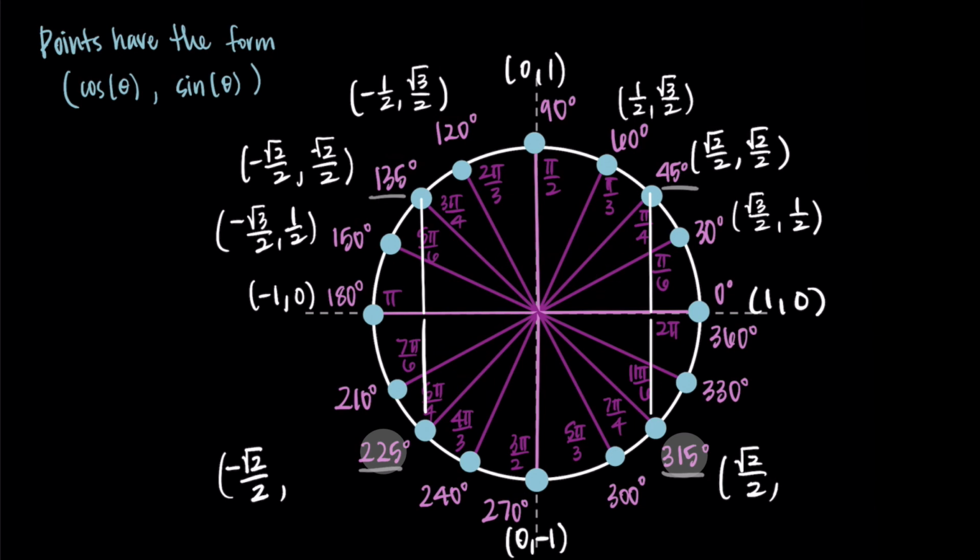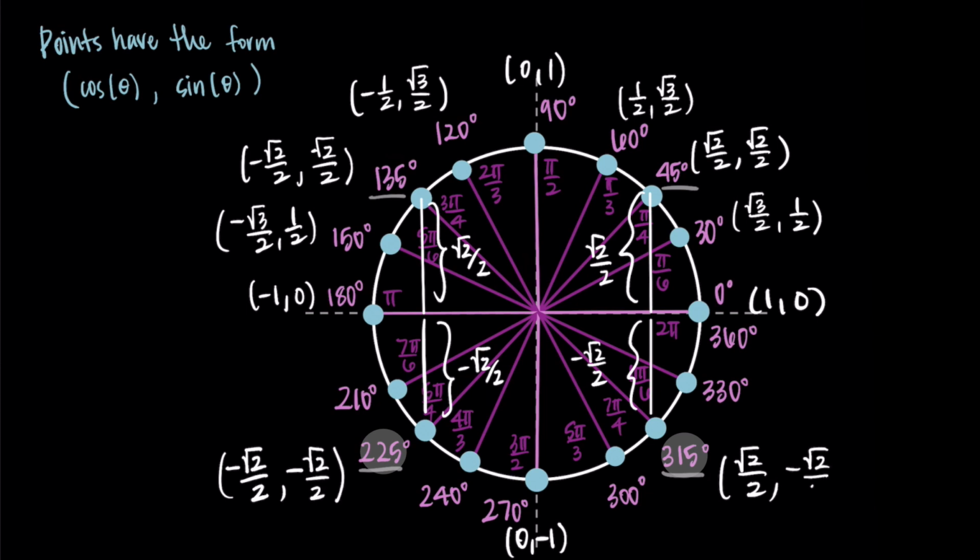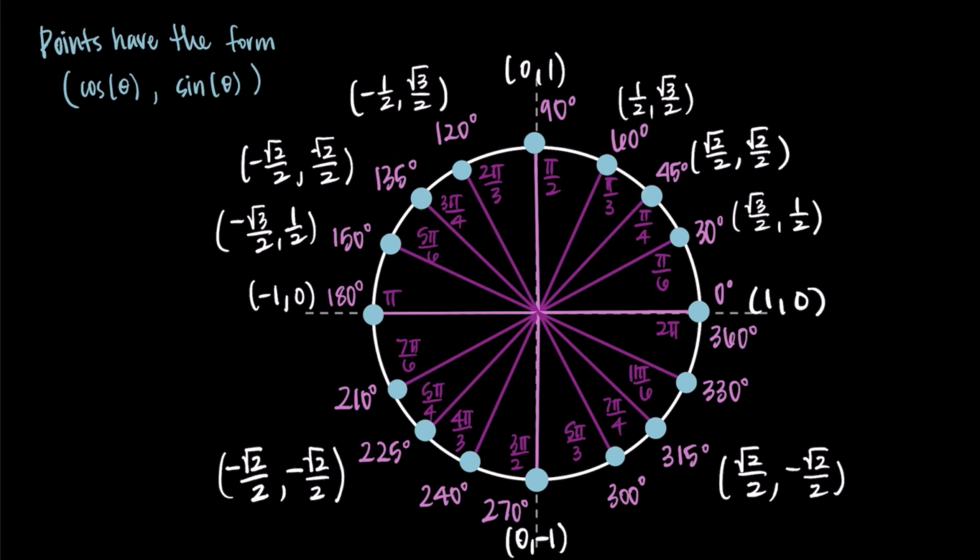And similarly for the y values, or the heights, the ones above the x-axis have a positive root 2 over 2, and the ones below the x-axis have a negative root 2 over 2, since they have a negative y value. Okay, so we have those points. We need to just do this for the other angles.